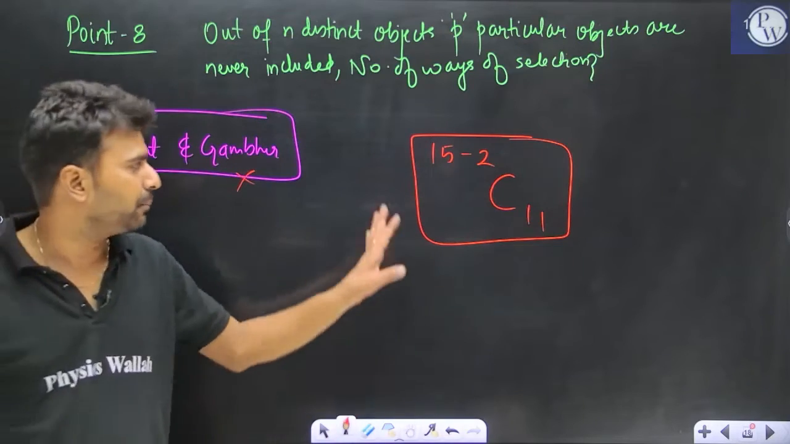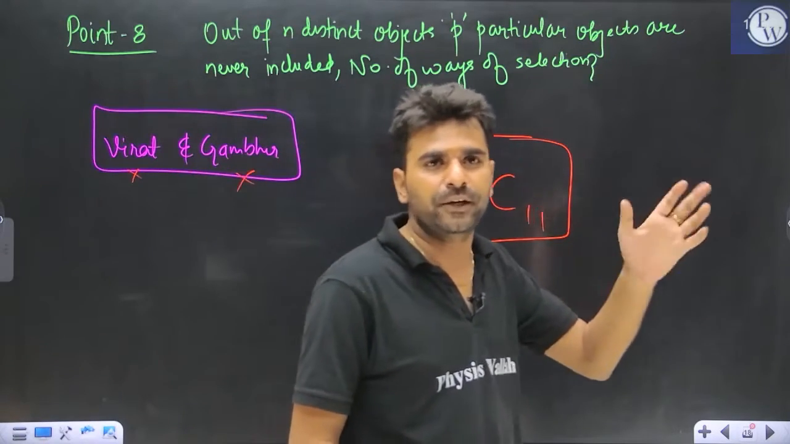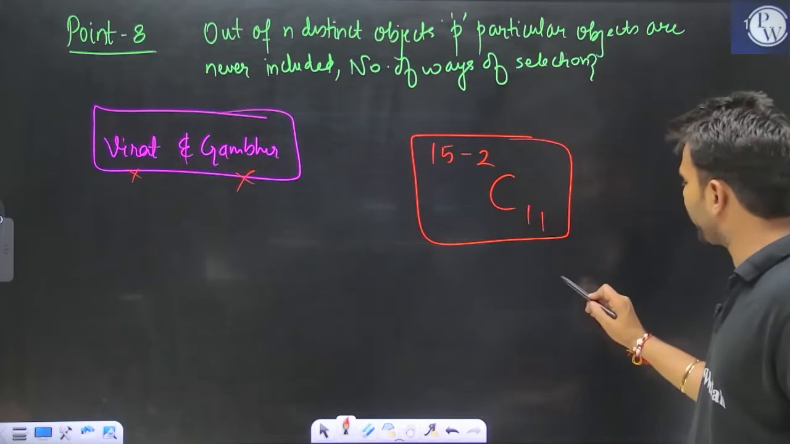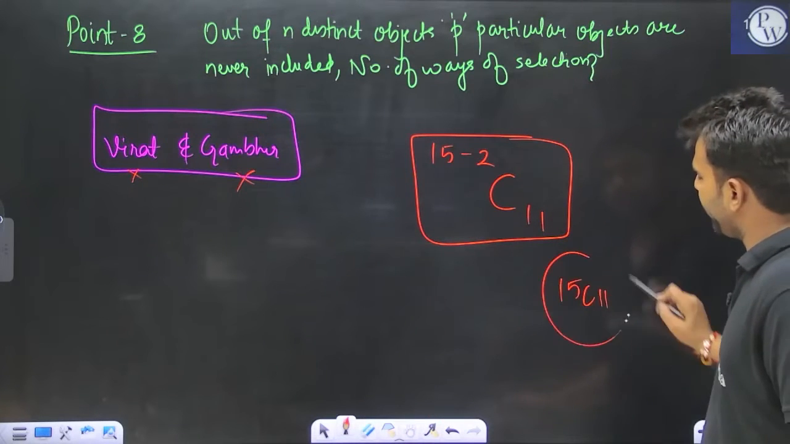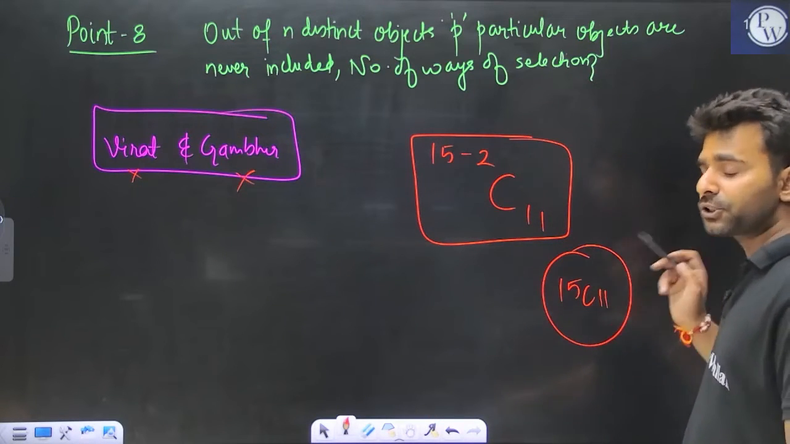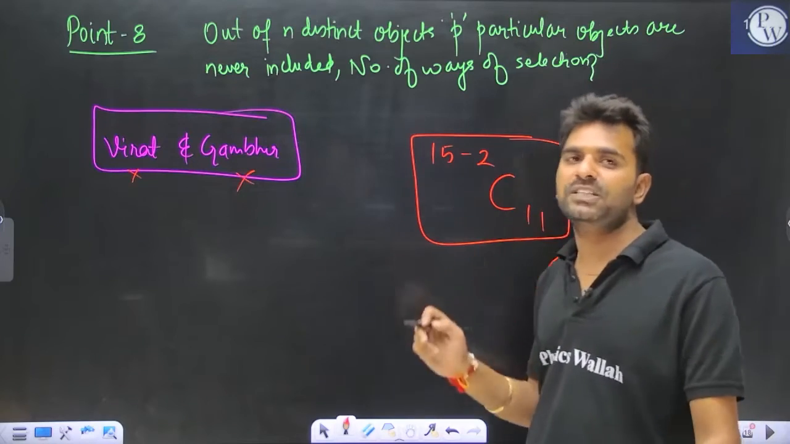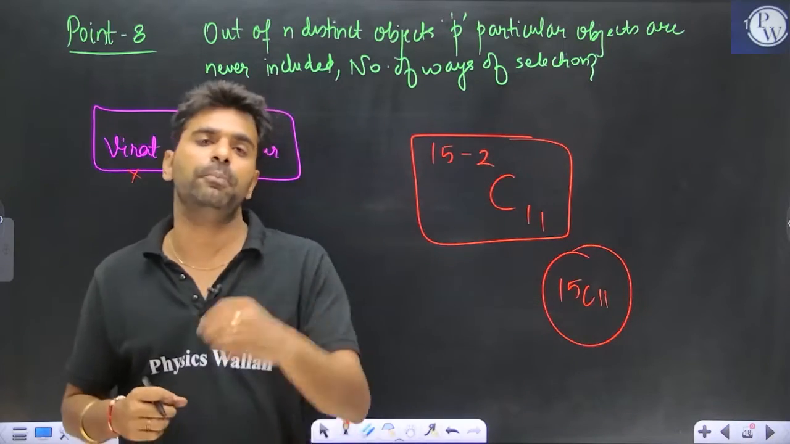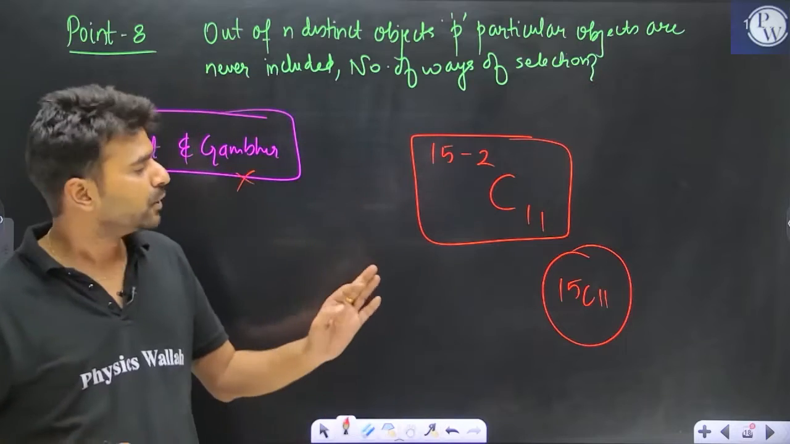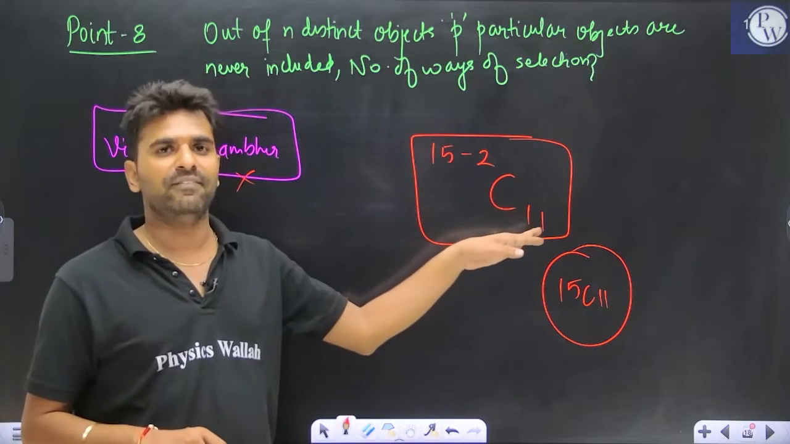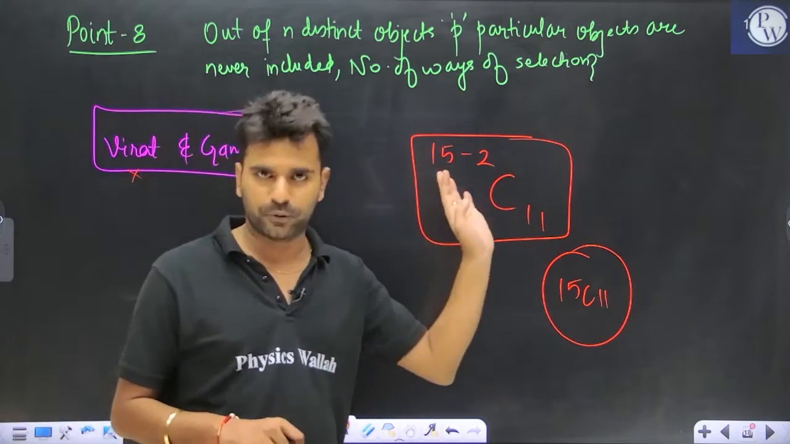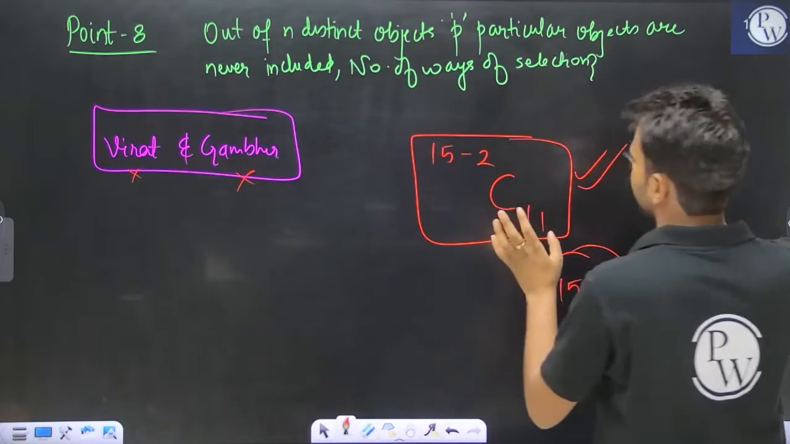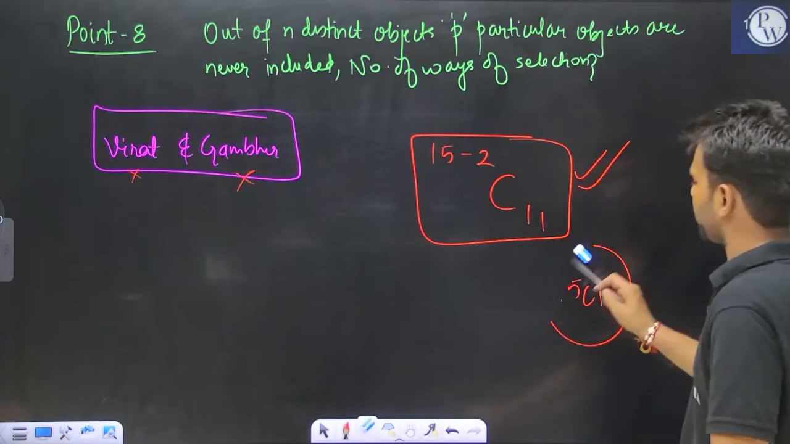Because in the team announced by the selectors, there are 15 players. Out of those 15, in the normal scenario, you can select any 11 like this. But since the coach has clearly specified that Virat and Gambhir will not be playing in the next game, you need to select those 11 players from the remaining 13 only. So this many total number of ways of team selection will be there.